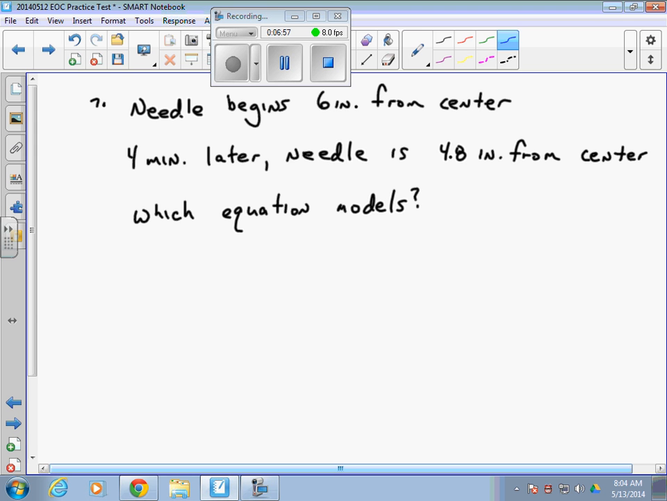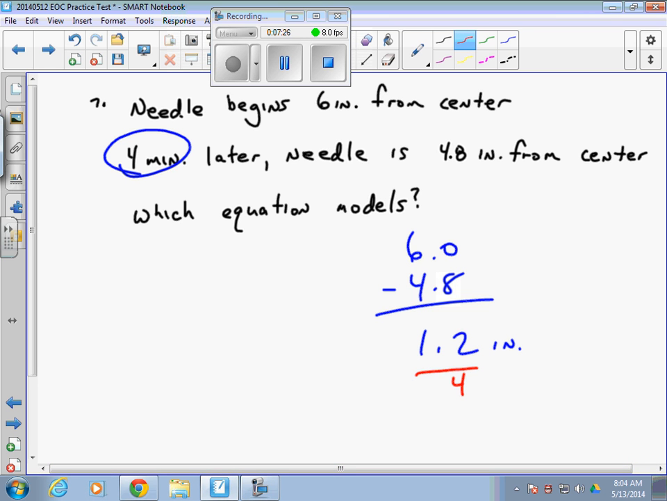Number 7 says a needle begins 6 inches from the center. 4 minutes later, it's 4.8 inches from the center. Which equation models what's going on? Well, if we take 6 inches and we subtract 4.8 from it, in 4 minutes we can see that it moved 1.2 inches. But it's in 4 minutes, so divide 1.2 by 4, and it gives you 0.3 inches. So what that's saying is every minute it moves 0.3 inches, or it gets closer to the center. Notice the number goes from 6 to 4.8. It's going to get smaller.